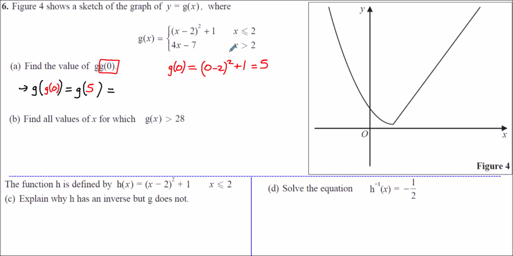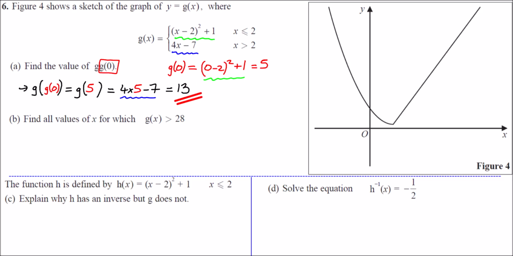So this time, when x is 5, x is bigger than 2, so we're looking at this expression at the bottom. So we're going to have 4 lots of 5 minus 7, using this one here, whereas before we used that one. And of course 4 times 5 is 20, and then if we were to do the 20 minus the 7, that would get us to a value of 13. So g of 5 is simply 13.